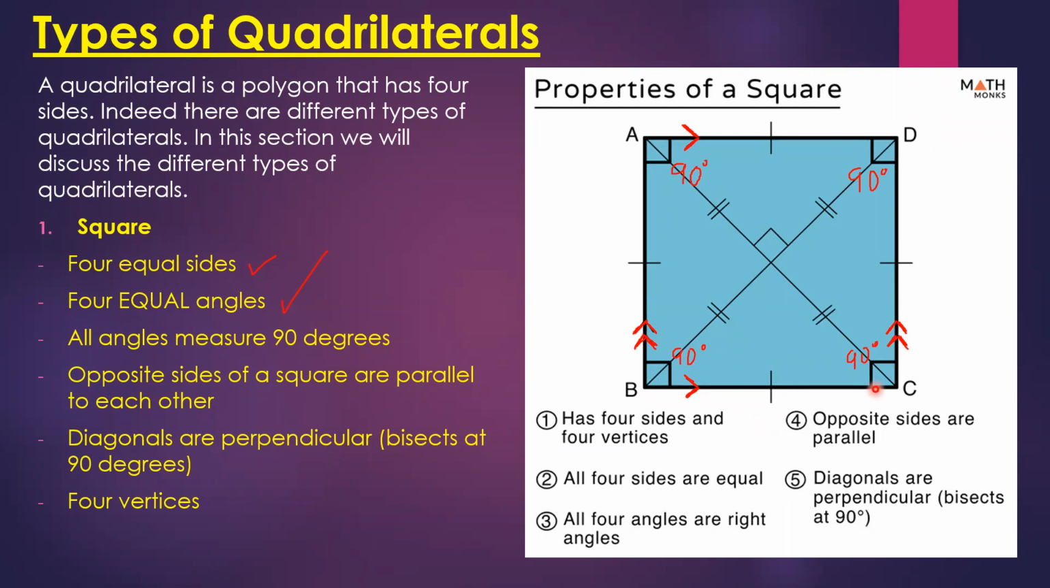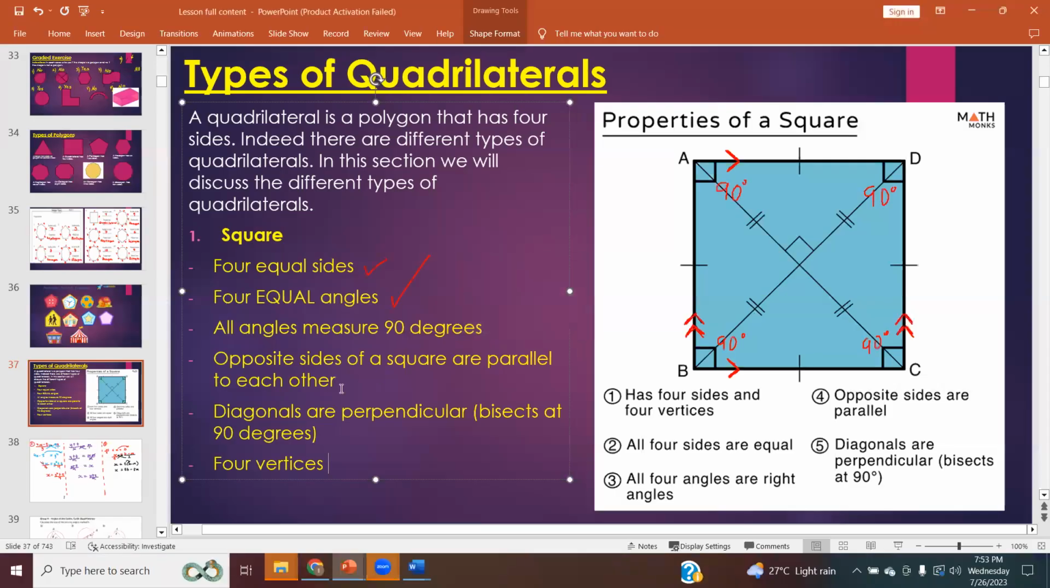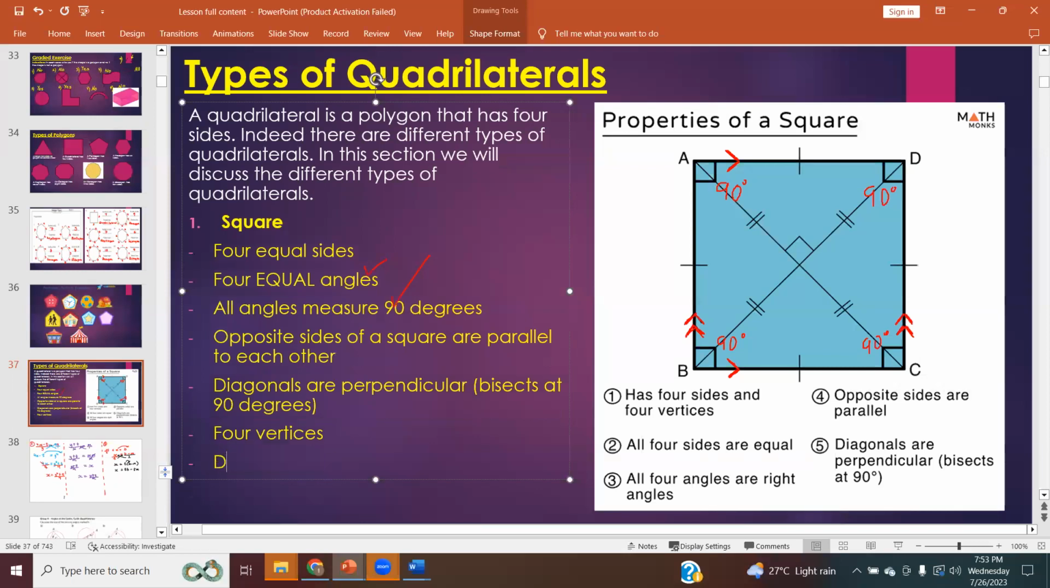Okay, sure. Then we have that the diagonals are perpendicular. And I must also say that the diagonals are equal in measure. That's also important too. So the diagonals are equal in measure, I'm going to say in length.